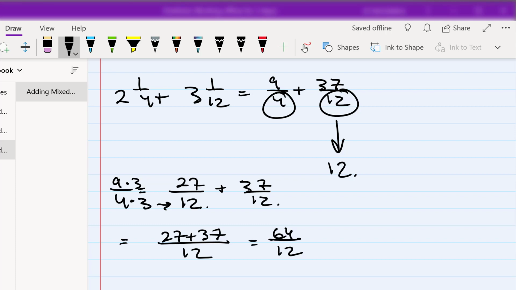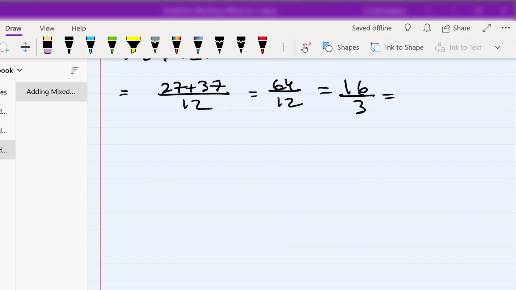We can reduce this by observing that 4 goes into 64 16 times, and 4 goes into 12 3 times. Then we can write this back into a mixed number by observing that 3 goes into 16 5 times. 3 times 5 is 15. So we have 1 left over, 5 and 1/3.